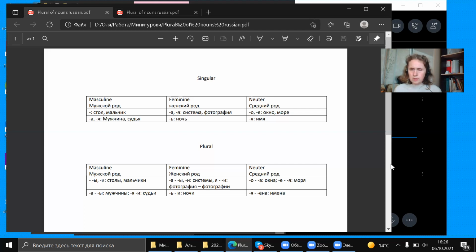I don't know, let's say время, ending in мя, or it can be either masculine or feminine or even neuter, right? Again, we have to check here, and we find out that время, the time, is neuter. So what will the ending be then in the plural? It's времена.